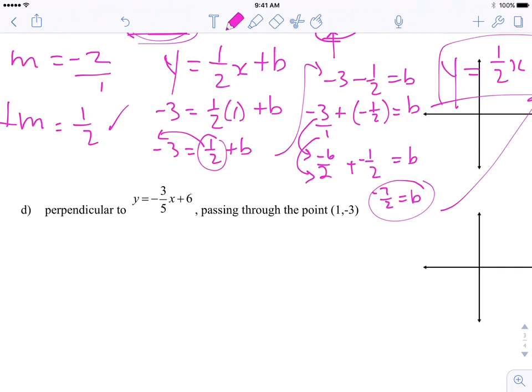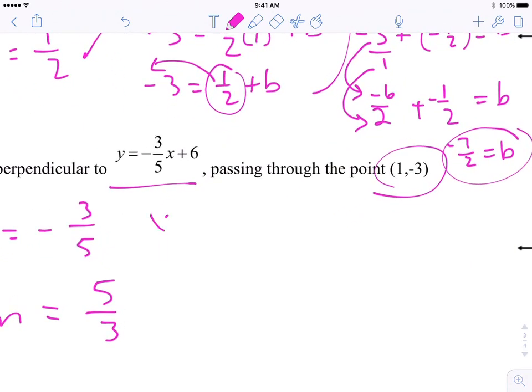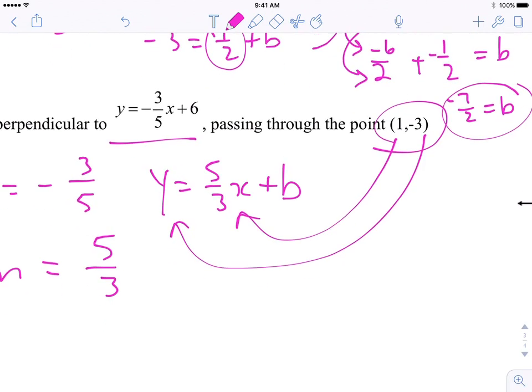This is perpendicular to y equals negative 3/5 x plus 6. Slope, identify it as negative 3/5. The perpendicular slope is the negative reciprocal, so flip it and change the sign to positive. Now this one's passing through the point 1, negative 3. So we write y equals 5/3 x plus b, and we're going to solve for b by plugging 1 in for x and negative 3 in for y. So negative 3 equals 5/3 times 1 plus b. 5/3 times 1 is 5/3.